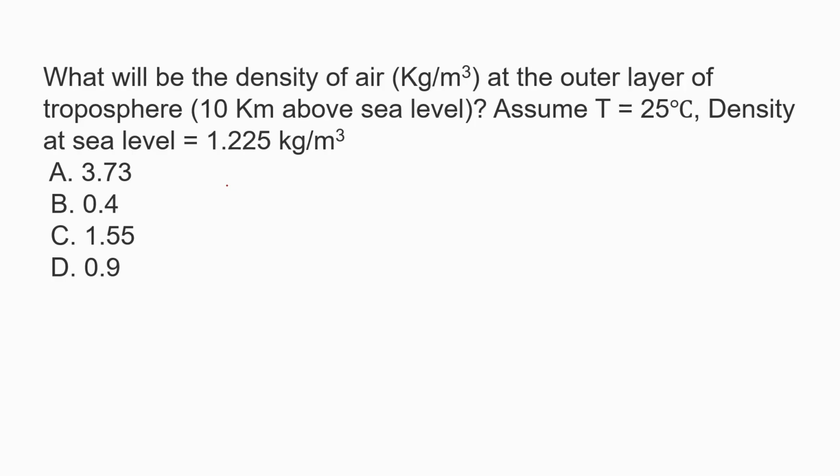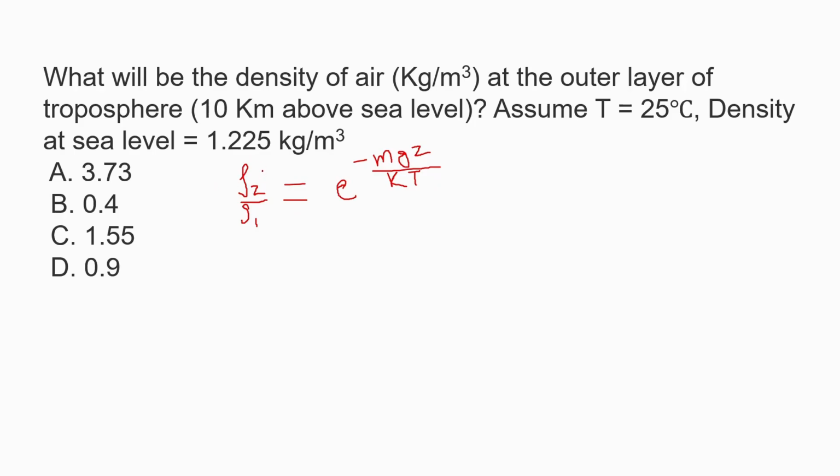So for density, we'll follow the formula: the ratio of density, that is density 2 by density 1, is given by e to the power minus m g z by k T, where m is mass, g is acceleration of gravity, z is the distance, and then we have Boltzmann constant k and temperature T. So we'll try to solve this.